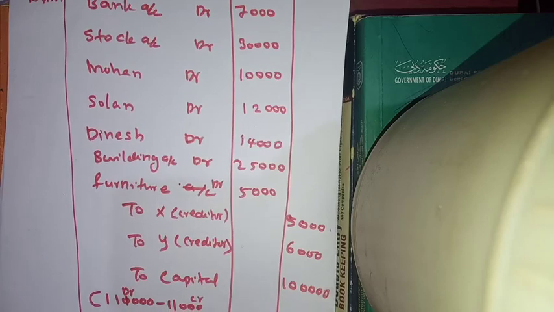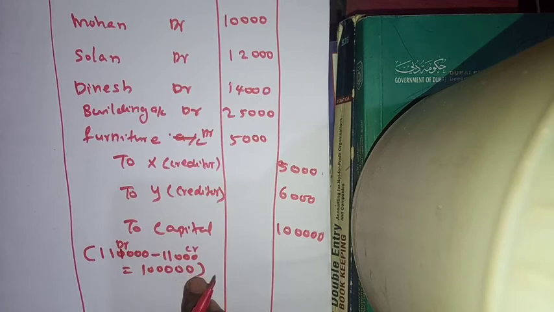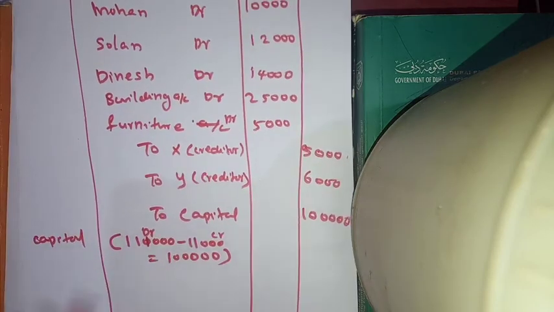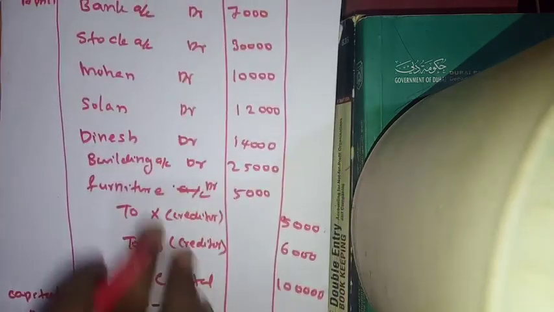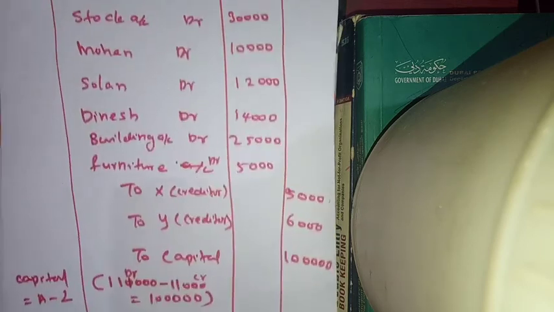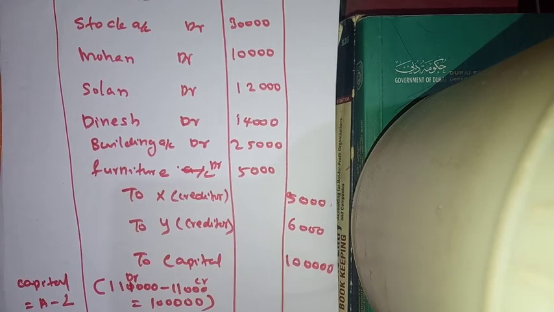How do you get 1 lakh? 1 lakh and 11,000 minus 11,000 equals 1 lakh, because capital equals asset minus liability. Add all the assets: 8,000 plus 7,000 is 15,000, 45,000, 55,000, 65,000, 75,000, 81,000. That is right, it is 1 lakh and 11,000, isn't it? So the capital, big total minus small total, is 1 lakh, isn't it?